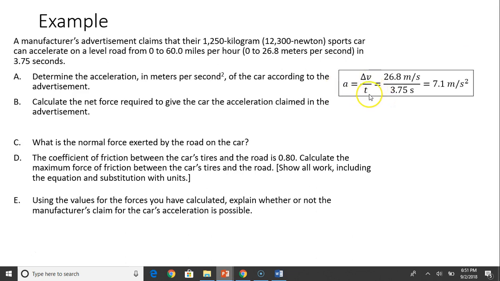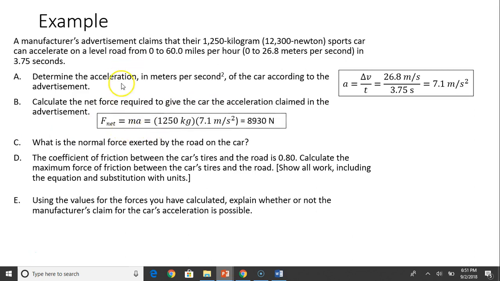Acceleration is change in velocity divided by time. Change in velocity is 26.8 meters per second. Time is 3.75 seconds. So your answer should be 7.1 meters per second squared. Calculate the net force required to give the car this acceleration. Well, net force equals ma. So here's m and a. You'll have 8930 newtons.